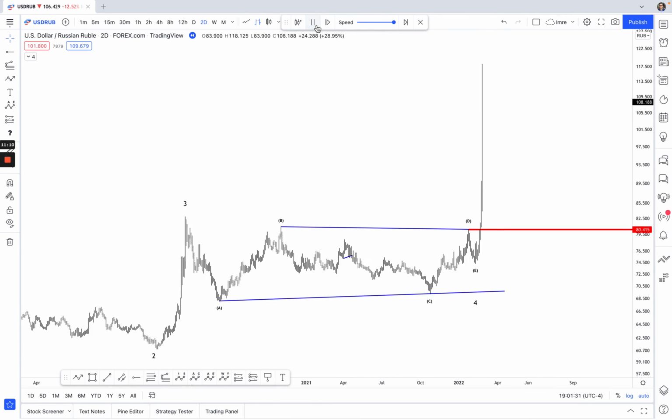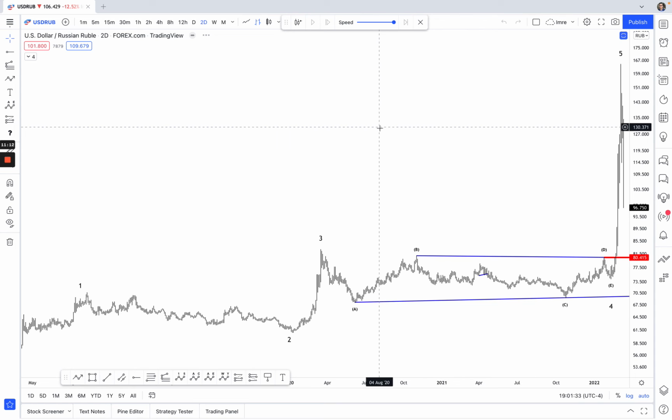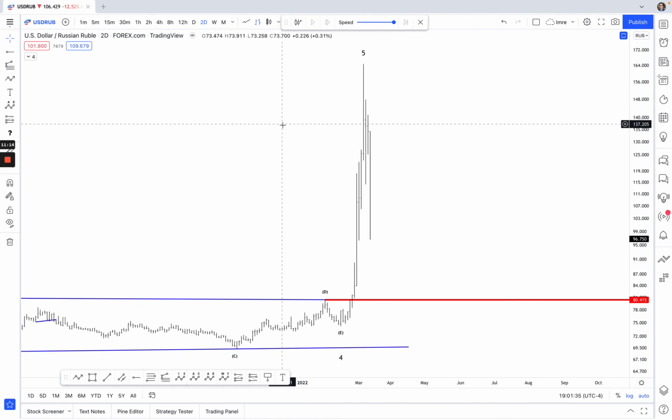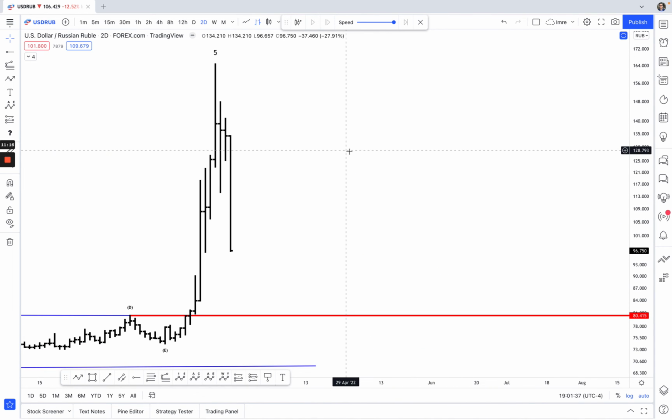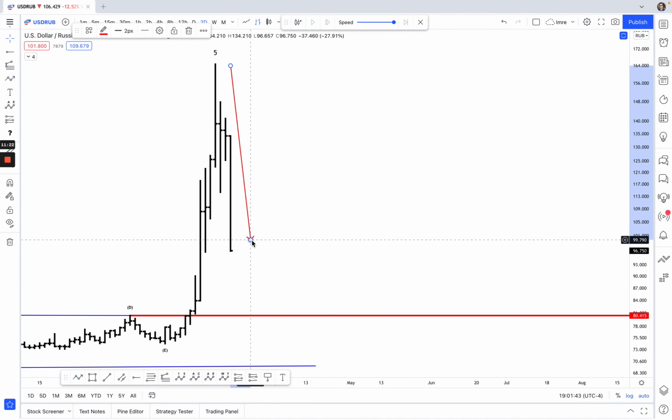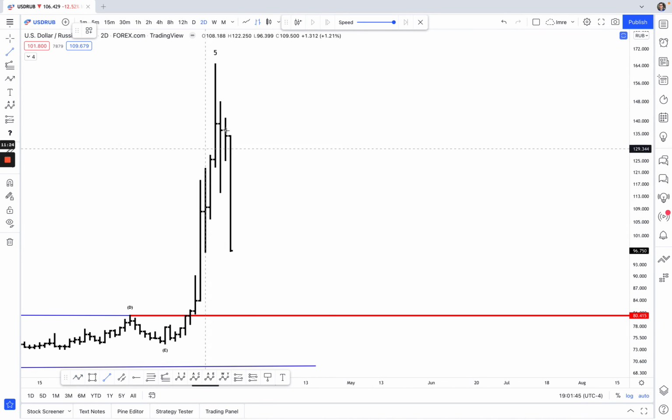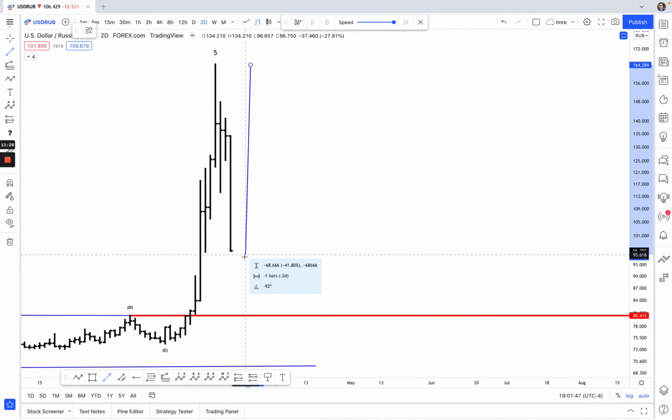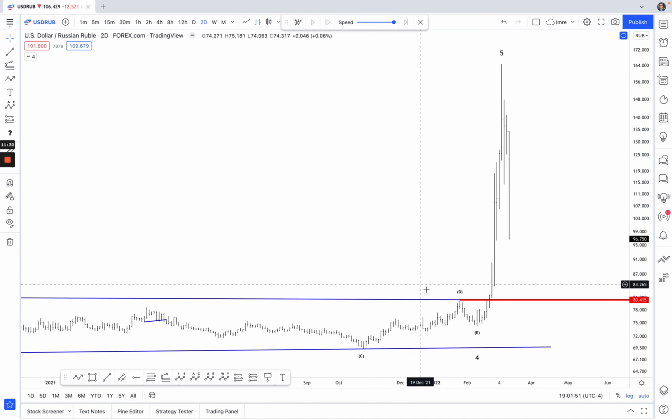But for those of you that are interested, that is absolutely epic. And remember what I said: when the terminal thrust of a triangle is over, we will see a collapse in prices. And that's exactly what we saw there. Let's just measure that as a percentage decline. Yeah, that's a 41% decline in dollar ruble.